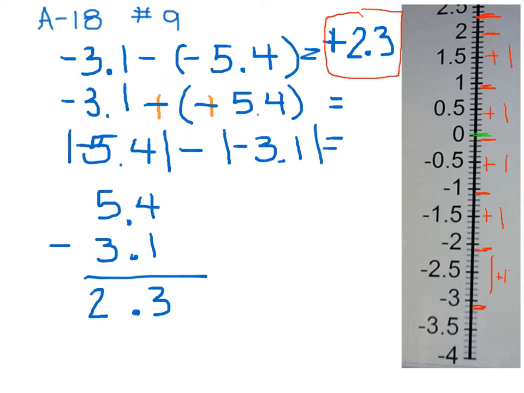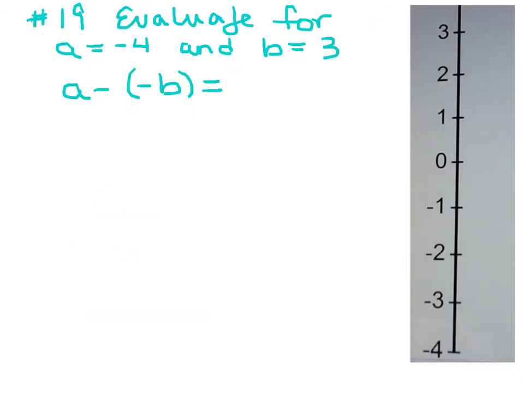All right, guys, that finishes the first one. We're ready to move on to the next one. All right, guys, this is the second one. So it's number 19. It says evaluate for A is equal to -4 and B is equal to 3. And I have A minus the opposite of B.